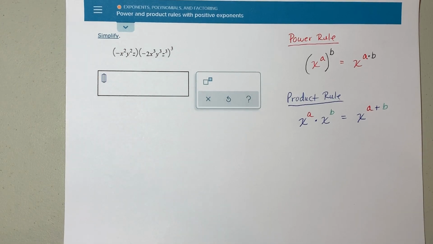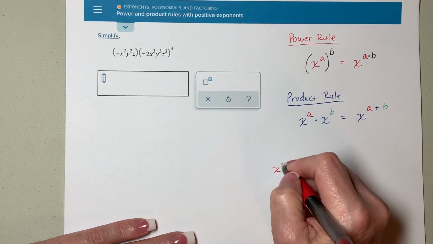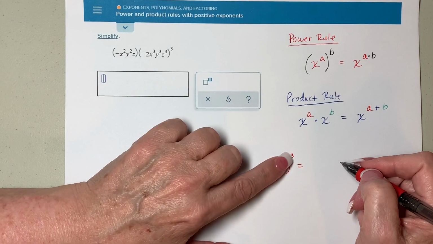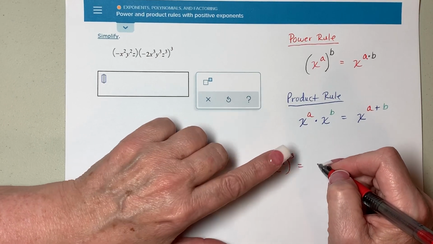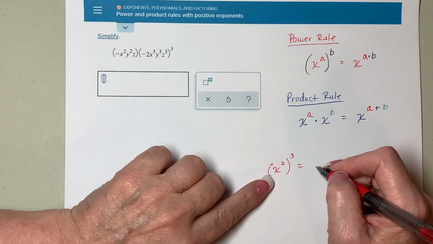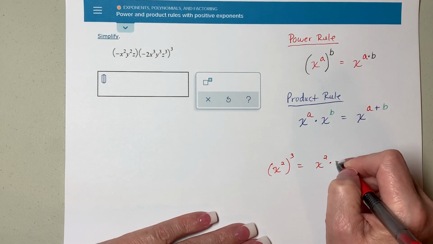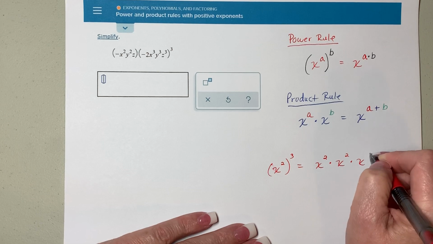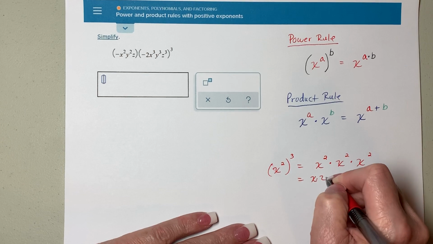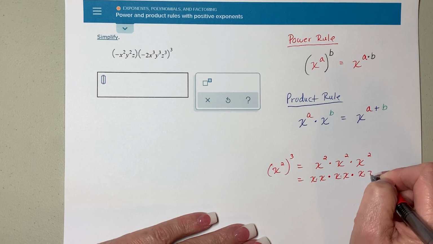Now let me explain a little further why they are the way they are. For the power rule, let's say you had an x to the second and you raised that to the third power. Now just what I know about exponents, exponents tell me to multiply something times itself that many times. So if I'm taking an x squared and I'm cubing it, that means I'm taking an x squared times an x squared times an x squared. And then of course each one of those x squareds is an x times an x times an x times an x times an x times an x.